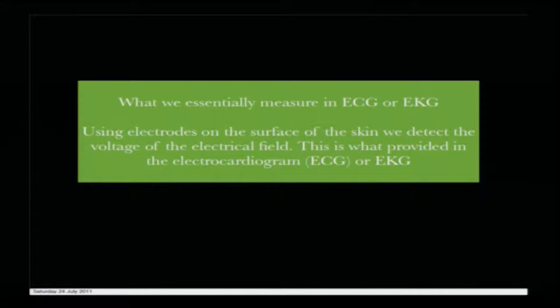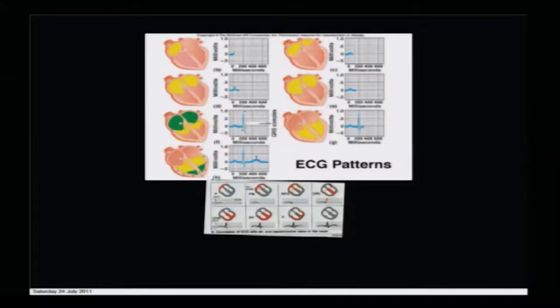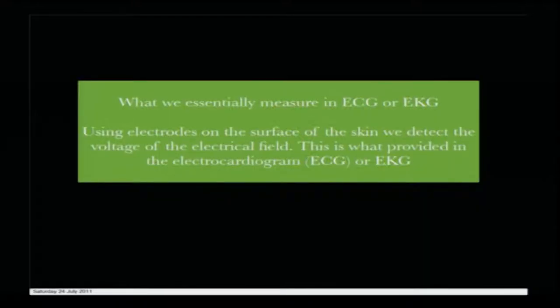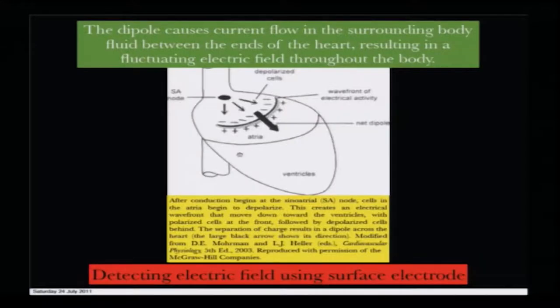What we essentially measure in ECG or EKG is using electrodes on the surface of the skin; we detect the voltage of the electric field. Remember this. This is what provides the electrocardiogram, or ECG or EKG. Now, moving on, how is this wave generated? Now they are coming to all those Greek and Latin words which scared you people. This is in millivolts, because what you are measuring is the voltage of the electric field, and the electric field is generated out here.